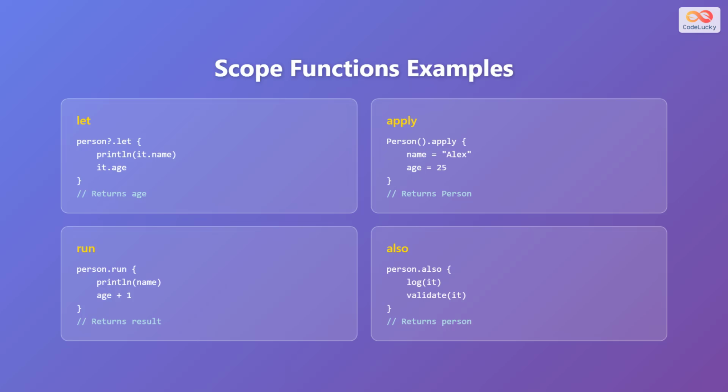Let's see how each scope function works in practice. The let function is commonly used with nullable types to safely transform values. It accesses the object using it and returns the result of the lambda. The apply function is perfect for configuring objects. It accesses the object using this and returns the object itself. The run function combines features of both. It uses this for context and returns the lambda result. The also function is used for side effects like logging. It uses it to access the object and returns the object unchanged.